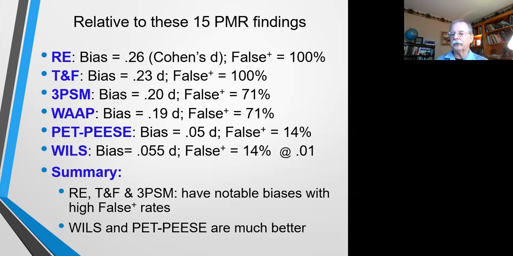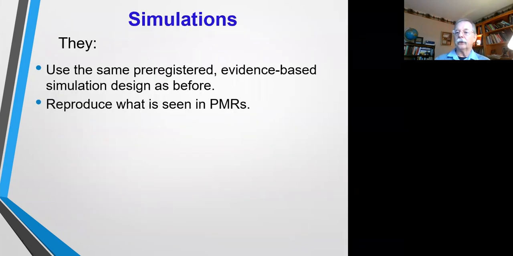WILS is virtually the same as, I mean, it's not the same, but overall it's virtually the same as PET-PEESE. And it has a 14% false positive rate if you test WILS at 0.01. And I know that's a little wrinkle. I'll come back to that in a minute. But just to summarize, when we compare WILS to these large-scale replications, we find random effects, trim and fill, and 3PSM all have notable biases with high false positive rates. WILS and PET-PEESE are a whole lot better.